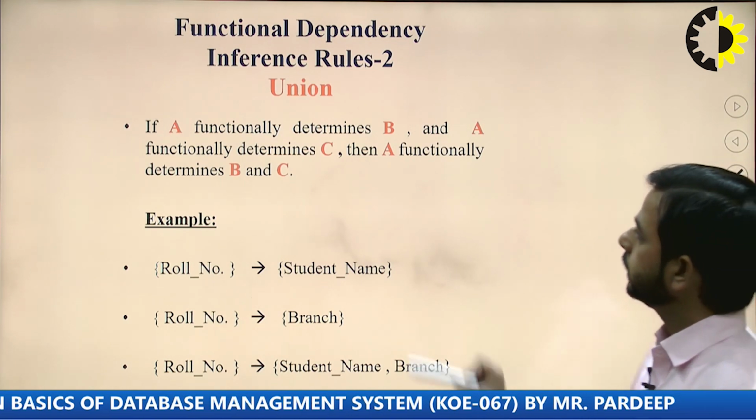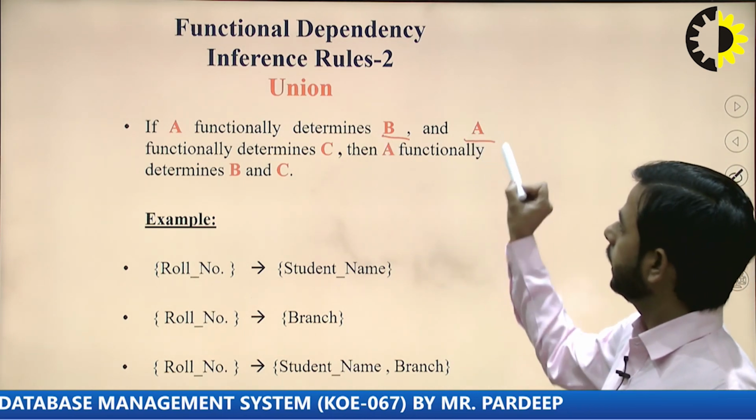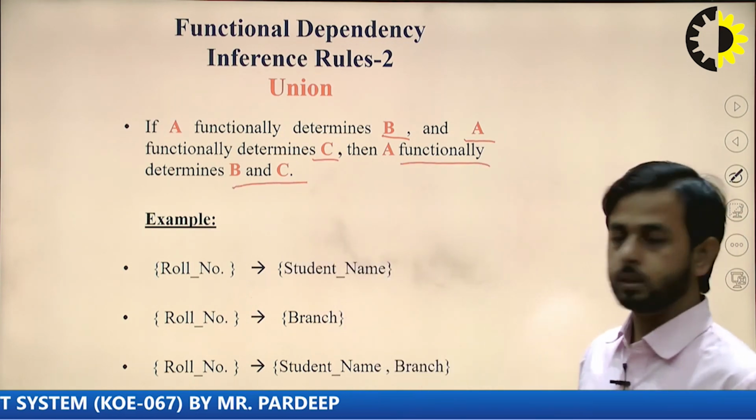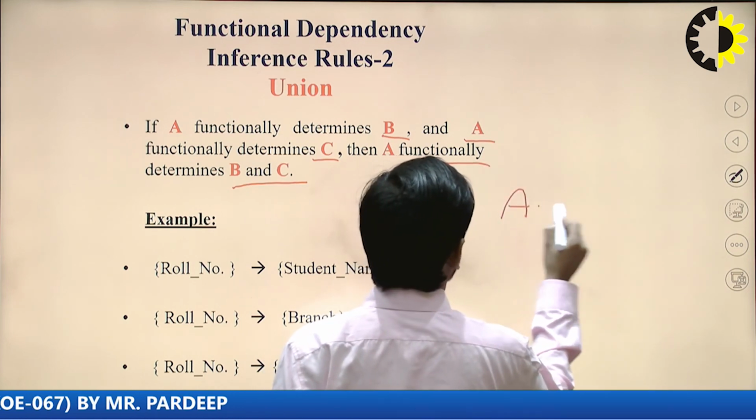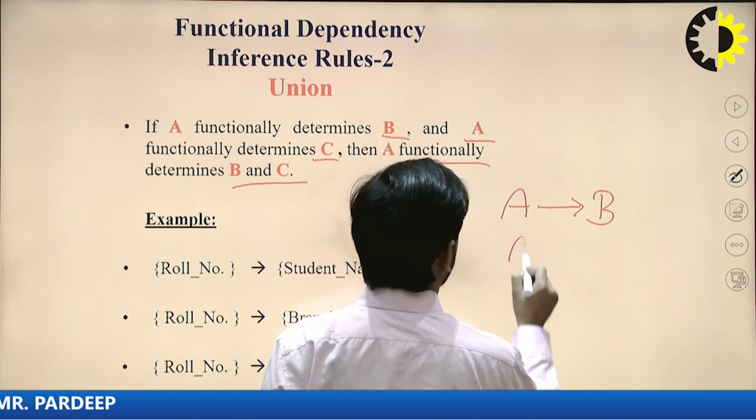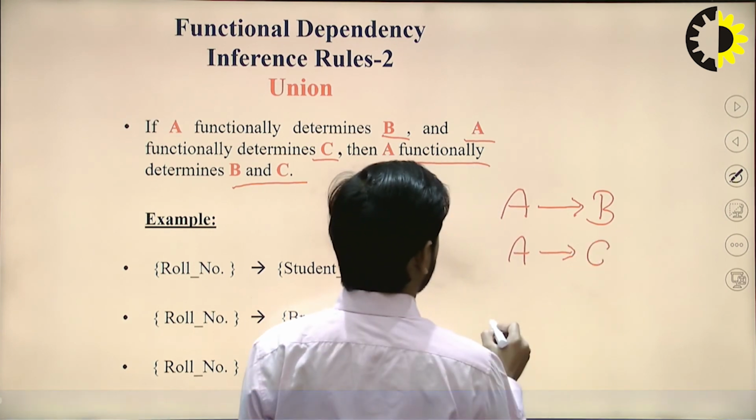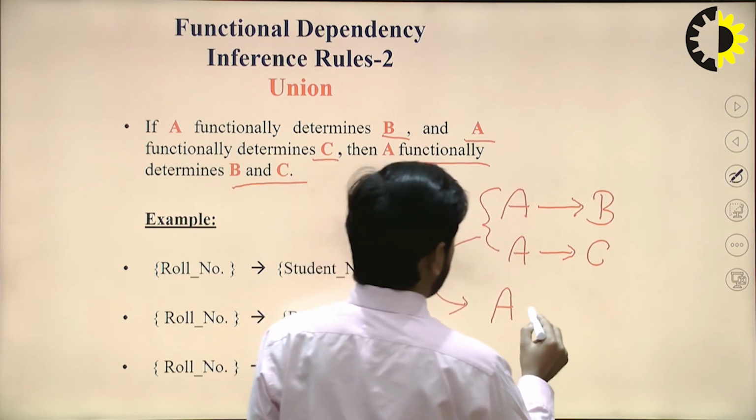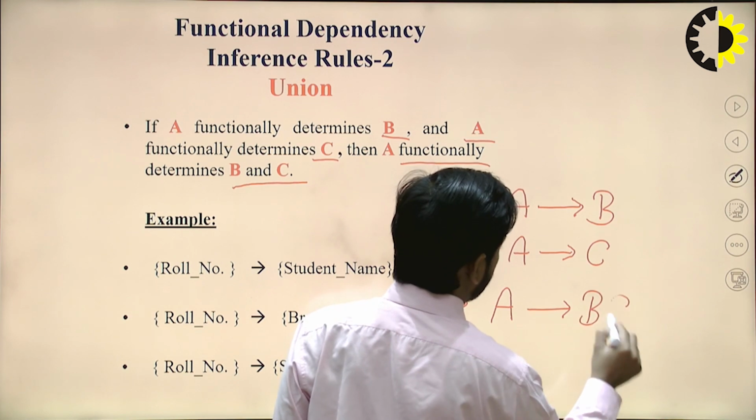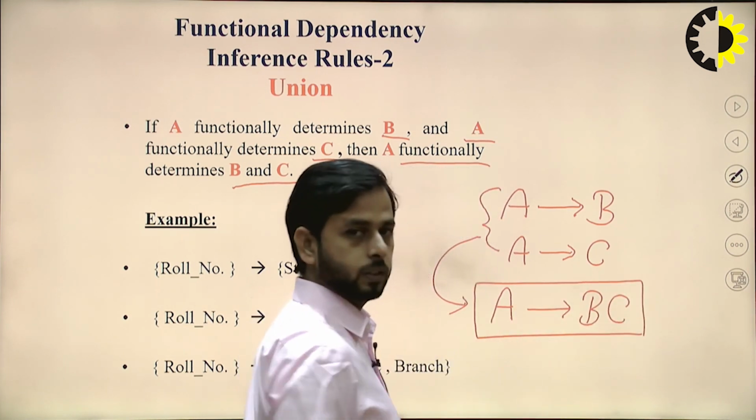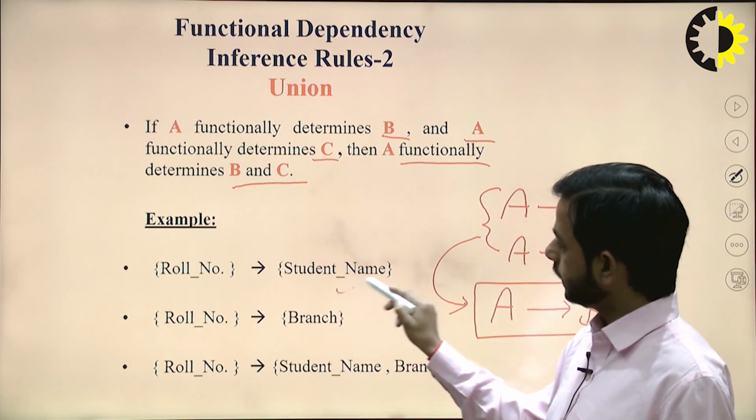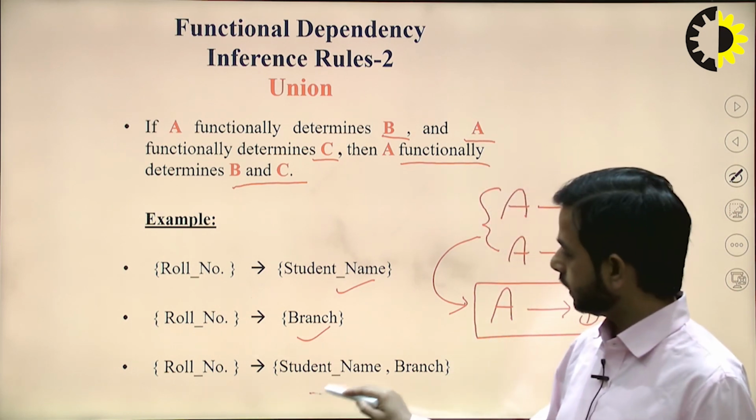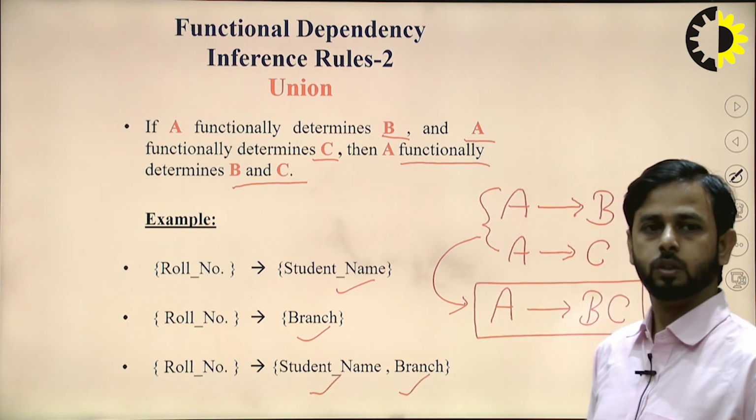Next, see the union. If A functionally determines B and A functionally determines C, then A functionally determines B and C. So what does it mean? If A functionally determines B and A also functionally determines C, then from these two FDs I can derive that A functionally determines B and C. So from roll number if I identify student name, and from roll number if I identify branch, then from roll number I can identify student name and branch both.